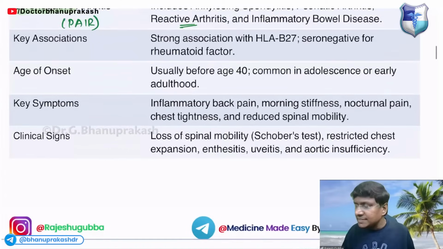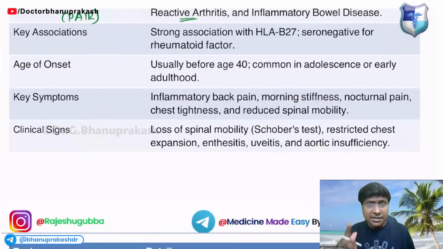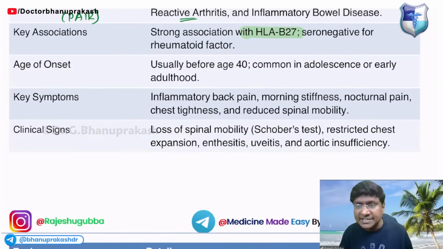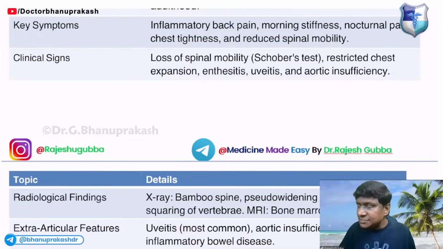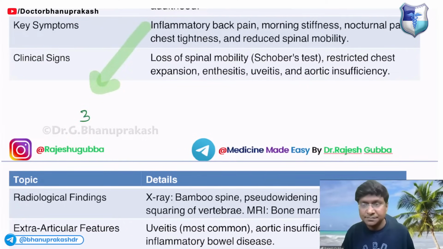Okay. Now, what are the associations? Please remember, ankylosing spondylitis is associated with HLA-B27. And what is the age of onset? Around the age of 40 years, and it is very common in adolescence or early adulthood. What is the important symptom in patients with ankylosing spondylitis? That will be low back pain, a very important symptom. And this low back pain will be there for nearly around 3 months, right?